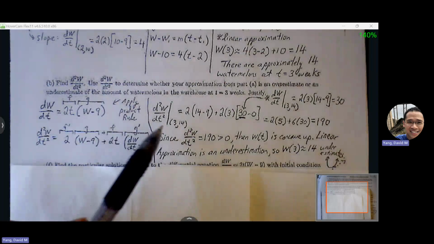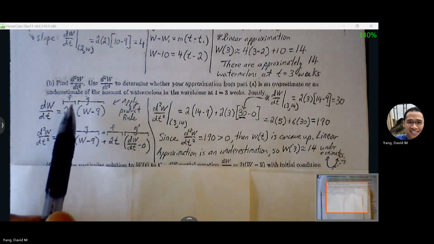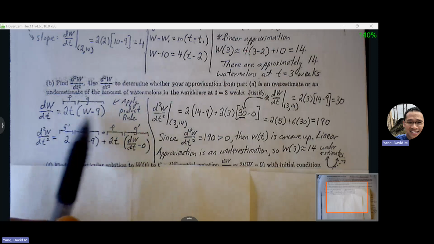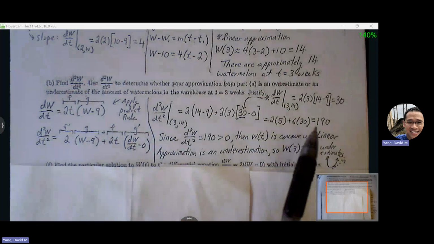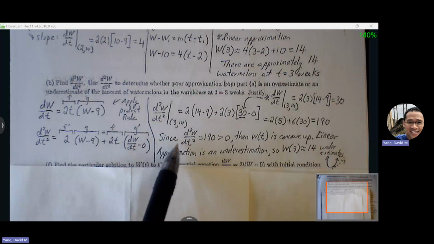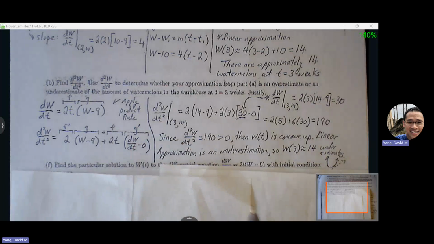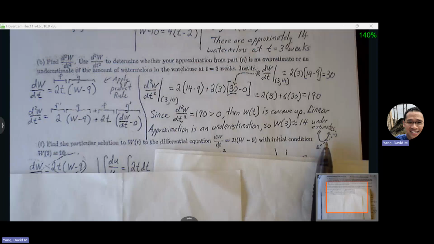So I'm replacing all of my t with 3, all of my w with 14. And then my dw dt is really just this 2tw minus 9. So I'm just taking this, inserting it into that dw dt, and I'm getting a positive number. And really that positive number is enough to tell me concave up. If my graph is concave up, then any linear tangent line is going to sit below the curve. So under approximation, the line is under my curve.